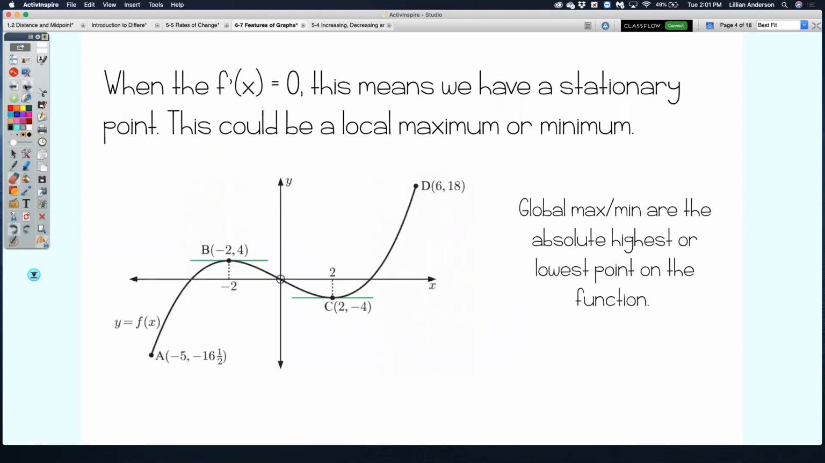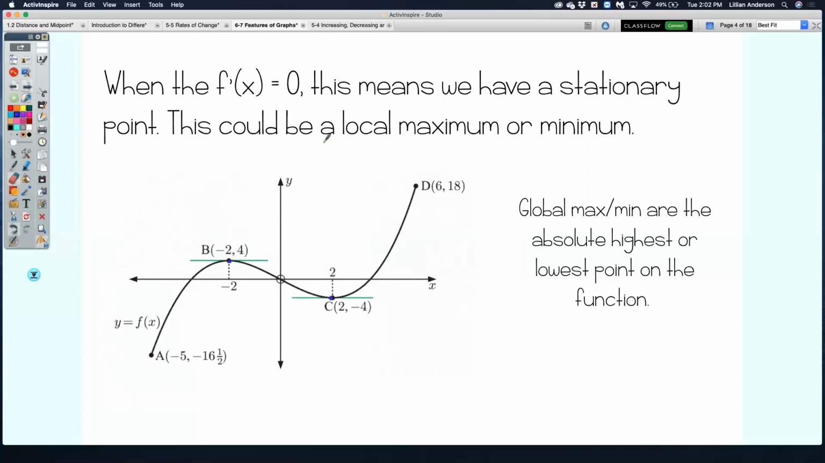When the first derivative is equal to 0, this means we have a stationary point. Now there's two different types of stationary points that we can have. We can either have ones that are local maximums and minimums. As we can see in this picture, we have two stationary points. We have two lines in which the first derivative is going to be equal to 0, or in other words, the gradient of the tangent line is 0. And like I said, we have a maximum and minimum at those respective values.